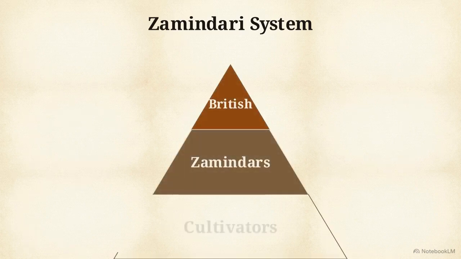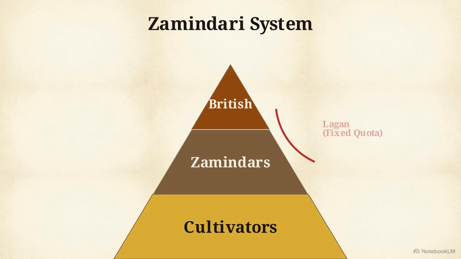This represents the Zamindari, or land settlement system. The British sat at the absolute top. Zamindars occupied the middle tier, and the actual cultivators formed the wide base. The British required Zamindars to pay a fixed revenue sum called lagan.